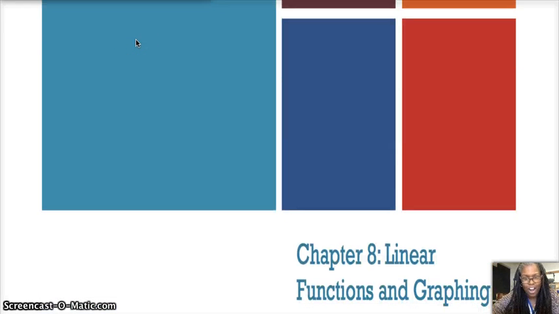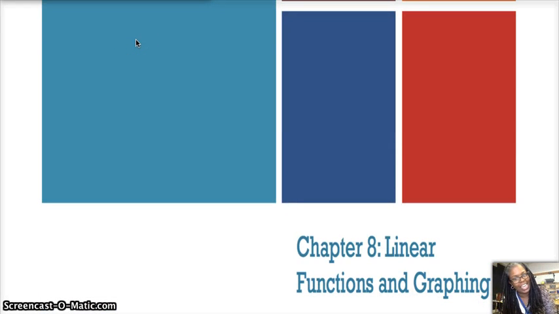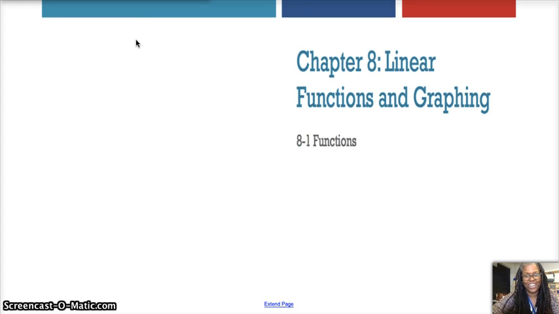Hey everybody, we are happily in chapter 8 and we're looking at linear functions and graphing. So we have a bit of vocabulary that is new and then we're going to have some vocabulary that I hope you remember. So let's get started with that section already. So this is section 8.1 and we're talking about functions.